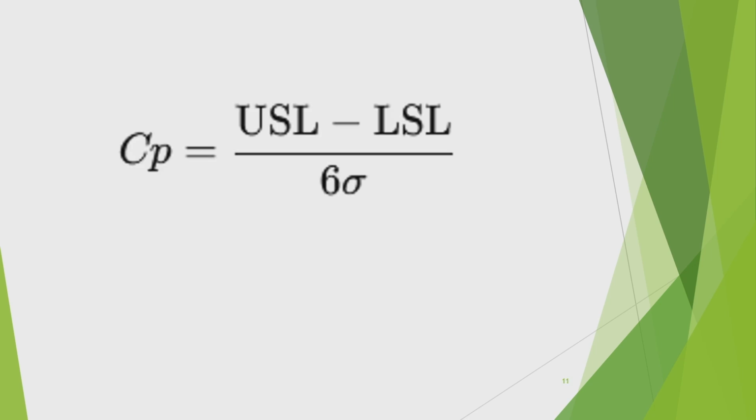One important equation, of course, we also use is the process capability index. This is the upper specification limit minus the lower specification limit, divided by 6 sigma. That is called the process capability index, and naturally it should be very high.